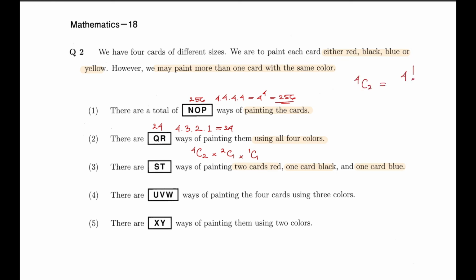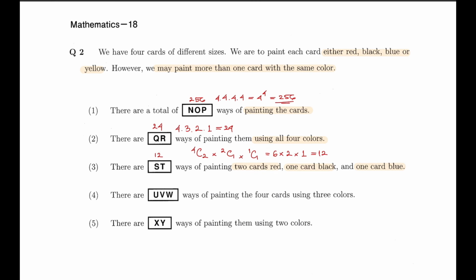4C2 is equal to 4 factorial over (4 minus 2) factorial times 2 factorial, which is 4 factorial over 2 factorial times 2 factorial. If you calculate this, we will obtain 6. 2C1 is 2, and 1C1 is 1. So the final answer is 12 ways of painting 2 cards red, 1 card black, and 1 card blue. This is the answer for the third question.